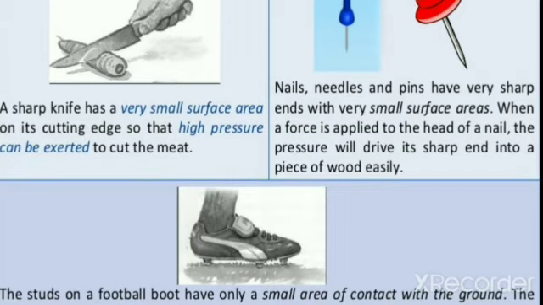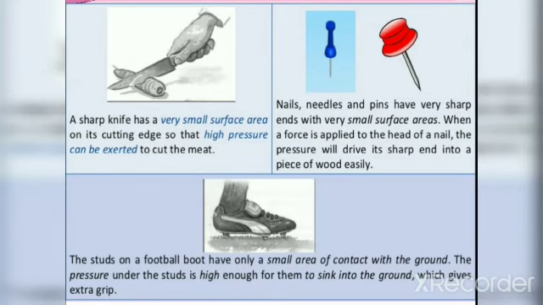A sharp knife has a very small surface area on its cutting edge so that high pressure can be exerted to cut the meat. If the area is decreasing, then the pressure will be increasing. So if the area of the knife is very small, you can cut the meat very easily, right? You can also notice that a butter knife is less sharp than a knife used to cut vegetables. A sharper knife will be able to exert greater pressure and it will be easier to cut the vegetables. Next we'll see the next one.